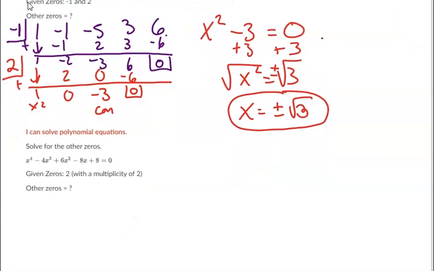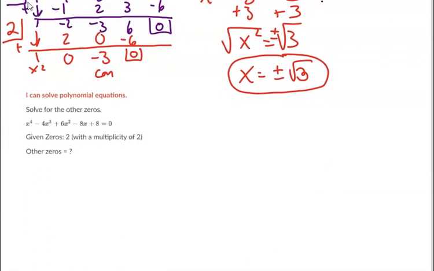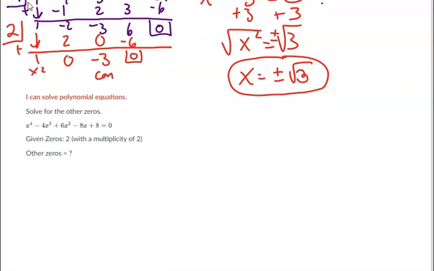Let's do the next one. I can solve polynomial equations. Solve for the other zeros. x to the 4th power minus 4x cubed plus 6x squared minus 8x plus 8 equals 0. The given zero is 2 with a multiplicity of 2. That means we're going to do synthetic division twice with 2.